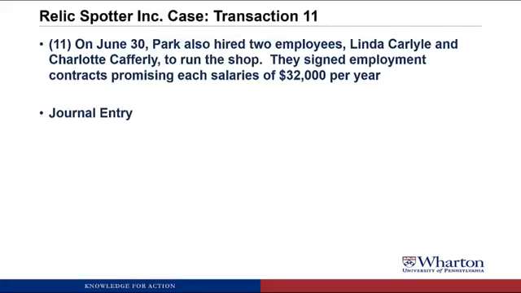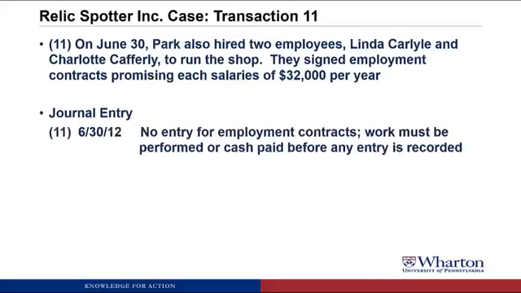We haven't paid any cash yet to these 2 employees. They haven't done any work for us yet. All that's happened is they've signed a contract, but that's the kind of promise that we don't account for. So there's going to be no journal entry. There's no journal entry for this employment contract because they haven't worked for us yet. We haven't paid cash yet, and so we don't consider this a transaction. We don't account for this type of promise.